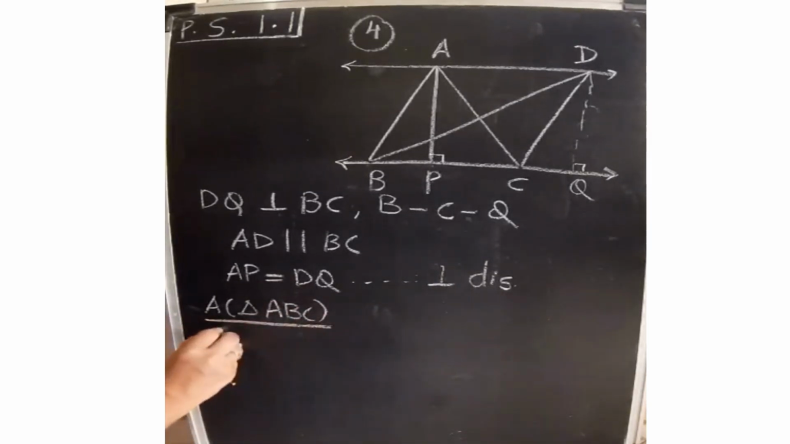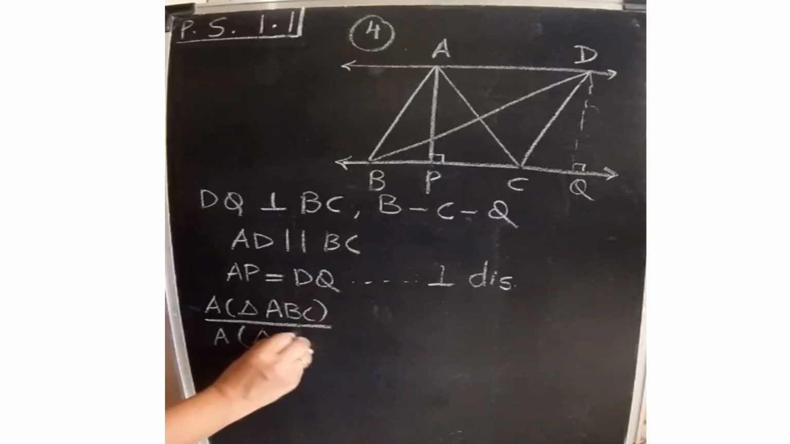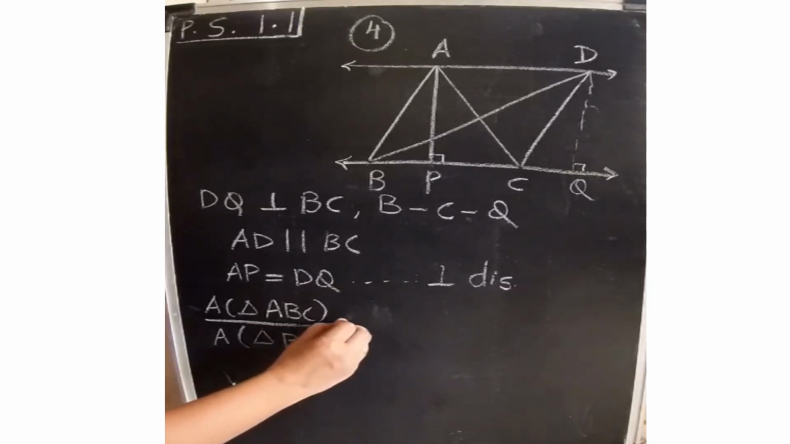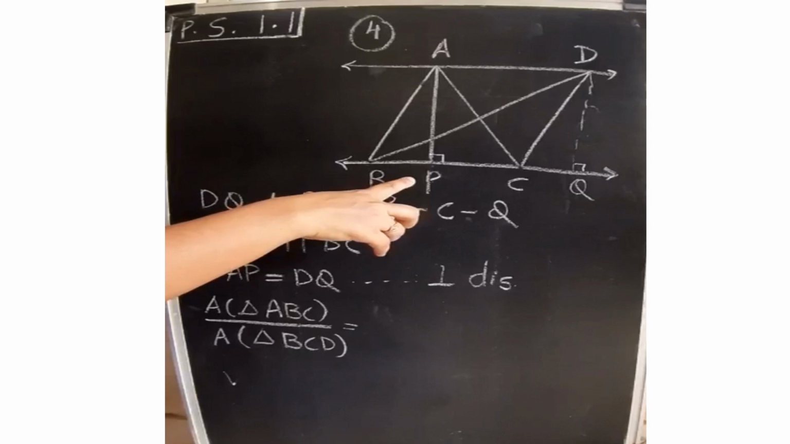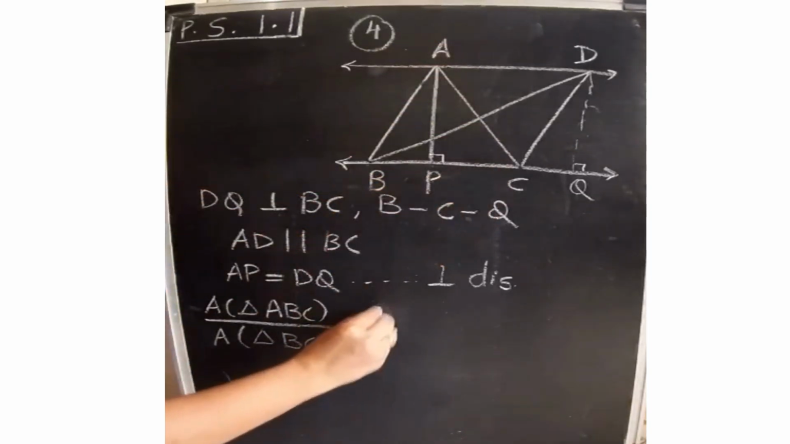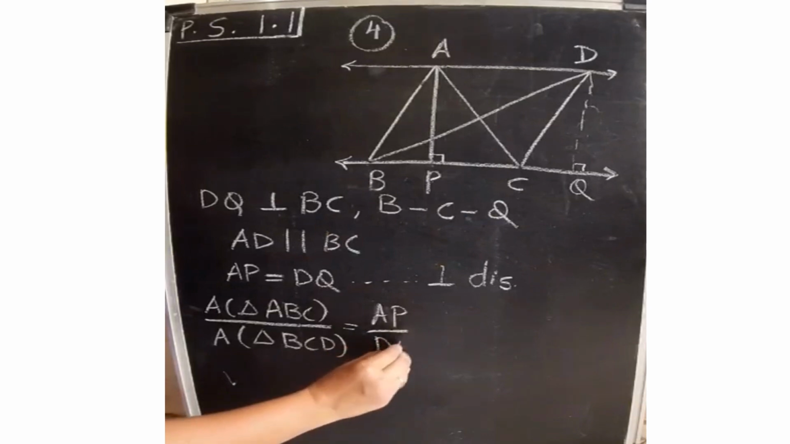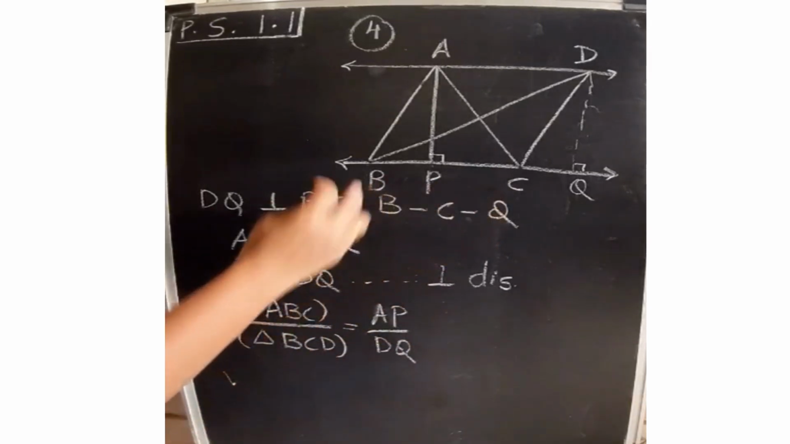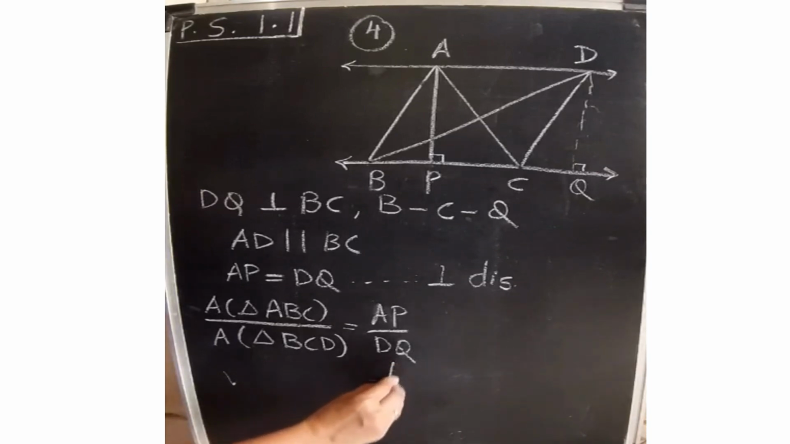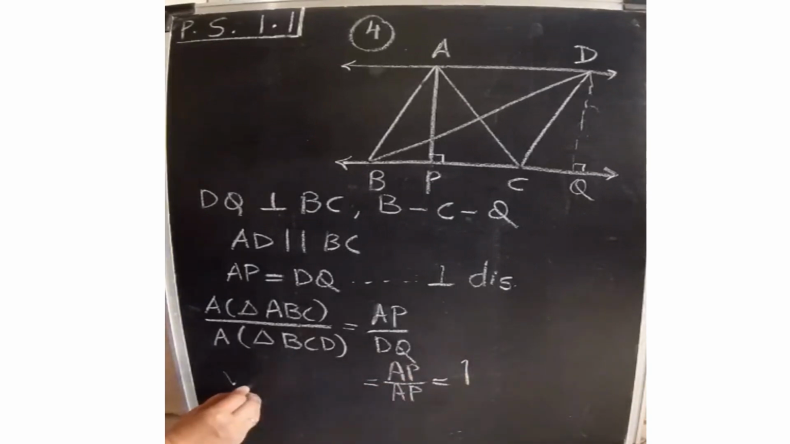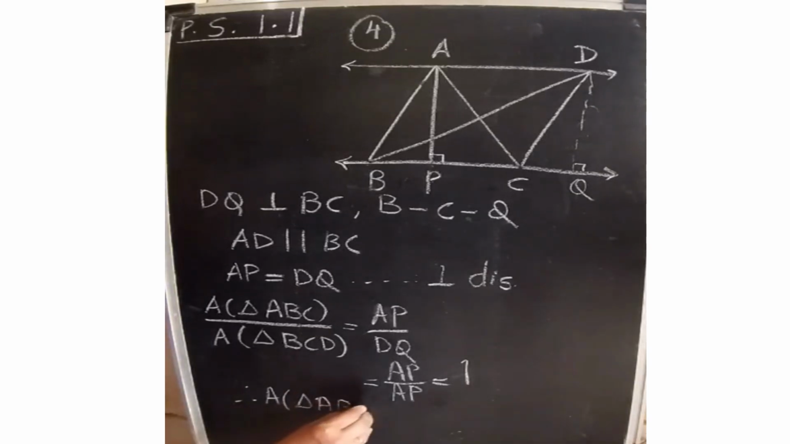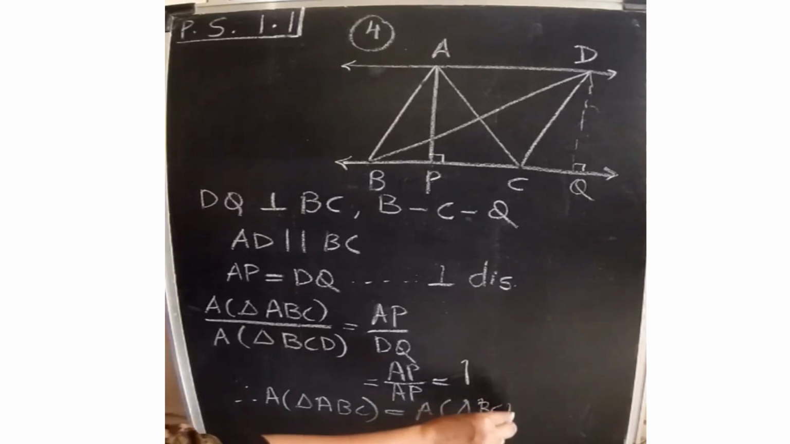Now write down area of triangle ABC upon area of triangle BCD. We have to find out the ratio which is given in the question, which is equal to AP upon DQ, because already BC is the base that I explained you, which is common. So ratio of the area is equal to their corresponding height. But DQ equal to AP. So AP upon AP equal to 1. So area of triangle ABC is to area of triangle BCD is equal to 1 is to 1.